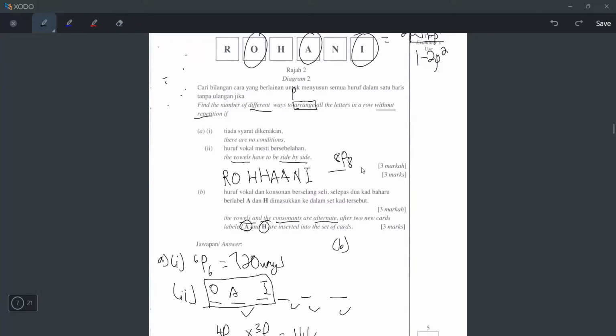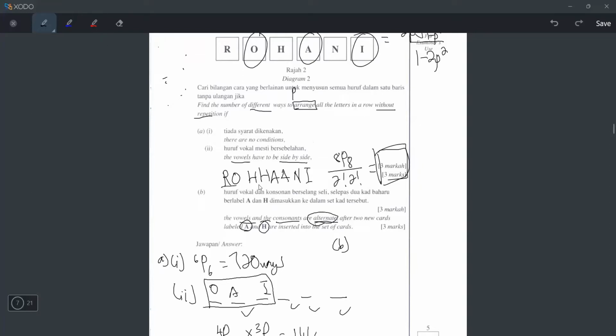But you have to divide, because they have two repeating, so 2 factorial, 2 factorial, okay? Because it repeats 2, repeats 2. Because remember, when you have repeating, you always have to do this, okay? If there's no condition, this is the answer. But actually for this, there is a condition, right? Because they say the vowels and consonants have to be alternate, after two new cards are added. So if they just say add two new cards, with no condition, then it will be 8 factorial divided by 2 factorial divided by 2 factorial. But they say vowels and consonants have to alternate.